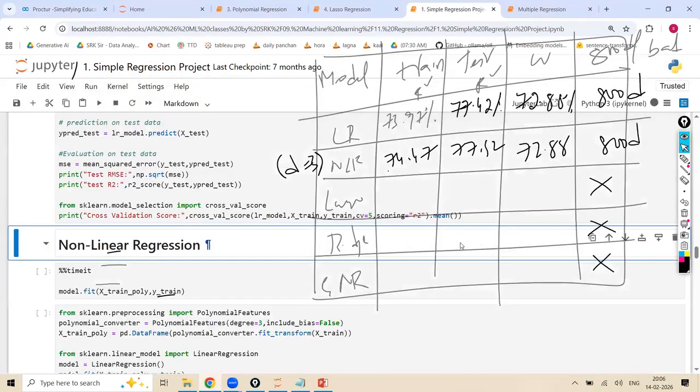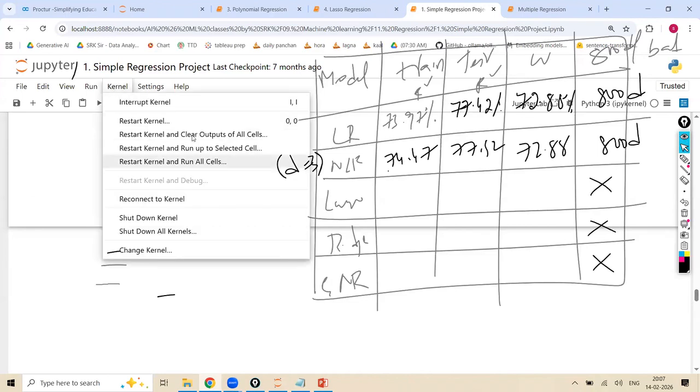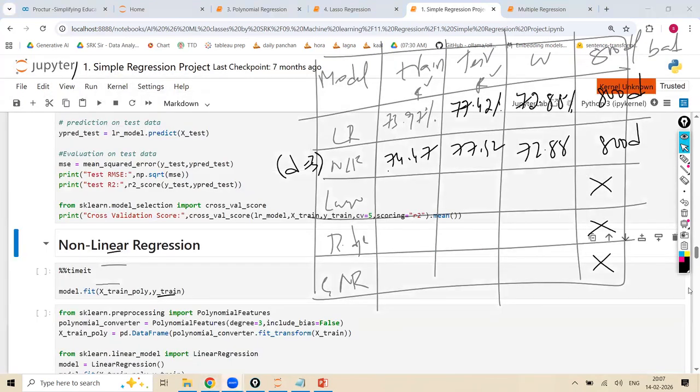One minute, guys. I'm restarting the kernel. In the model selection, the priority is accuracy followed by time. In the accuracy also, first accuracy is test, second accuracy is CV, third accuracy is training. That is the order: test, CV, training. One minute. I'm just restarting the kernel. There is some issue with my kernel.